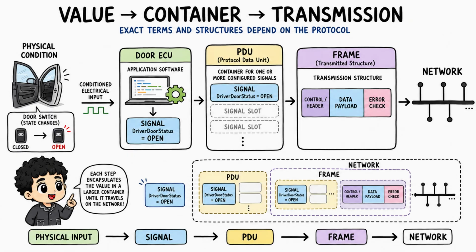Before traveling across the physical network, one or more signals are normally placed into a transmitted container. Depending on the protocol and software layer, that container may be called a message, frame, packet, or protocol data unit, or PDU. These terms are related but not always interchangeable. A signal is the meaningful value. A frame is a structured unit transmitted according to a network protocol. A protocol data unit, or PDU, is a data container exchanged between defined communication layers.